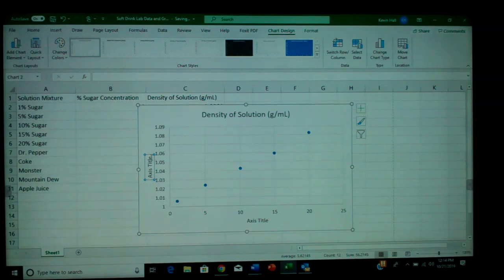Now with these, let's go on and label these. What is that y-axis? Density of solution. Something about the solution. Not the sugar concentration.